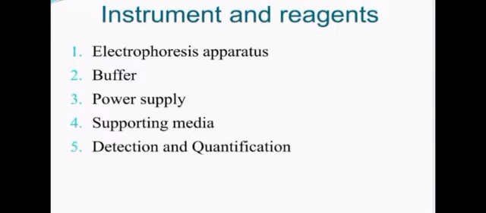Next, instruments of gel electrophoresis. First one, electrophoresis apparatus. Second one, buffer. Third one, power supply. Fourth one, supporting media. Fifth one, detection and quantification. These are the instruments we use in gel electrophoresis.